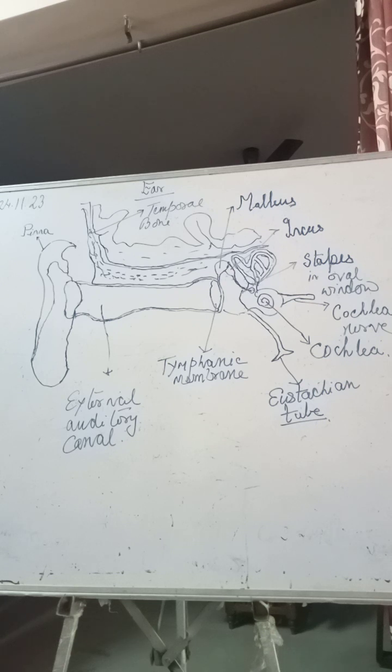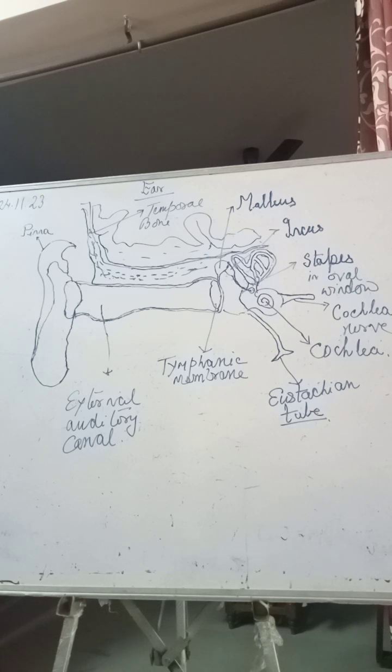Static equilibrium is the orientation of the body relative to the pull of gravity. So, the vestibule is responsible for static equilibrium when we are not moving. It is the orientation of the body relative to the pull of gravity, right? So you understand how dynamic equilibrium and static equilibrium are maintained, students. So this I tried to explain in a little simpler way.